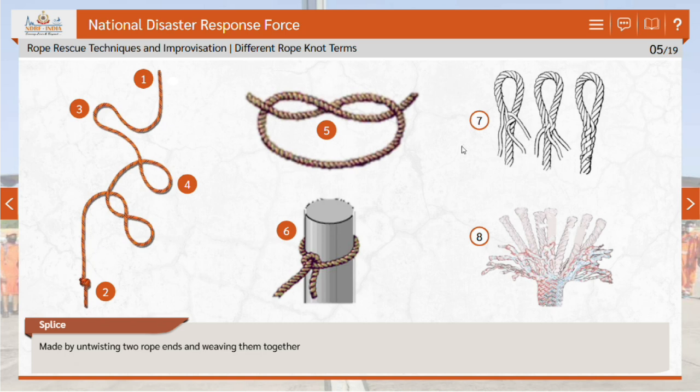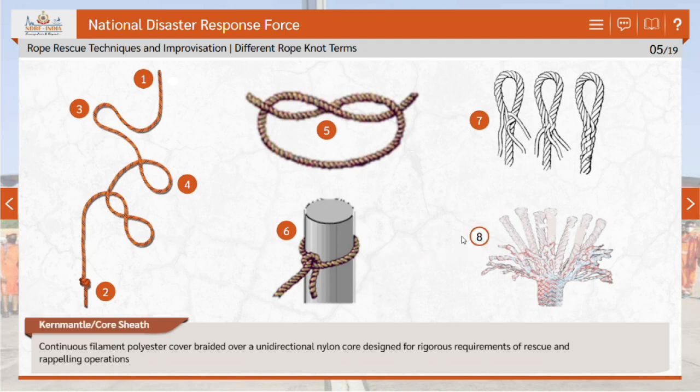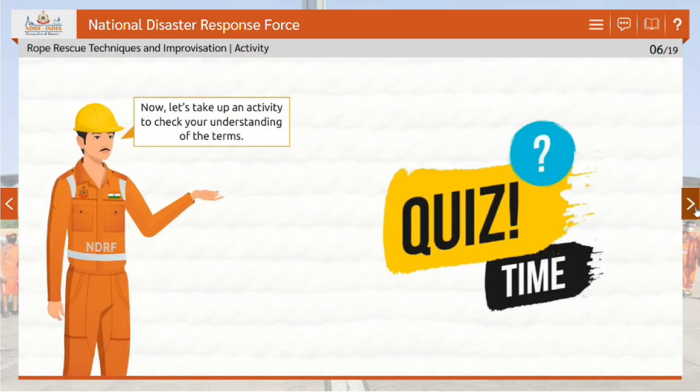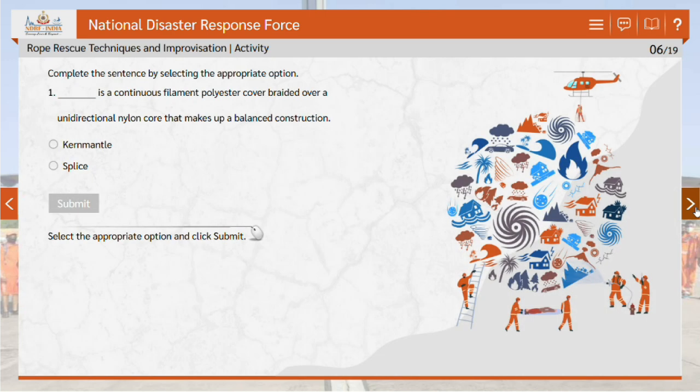A splice is made by untwisting two rope ends and weaving them together. Kernmantle rope or core sheath is a balanced construction of a continuous filament polyester cover braided over a unidirectional nylon core. It is designed for the rigorous requirements of rescue and rappelling operations. Now, let's take up an activity to check your understanding of the terms. Complete the sentence by selecting the appropriate option and click Submit.